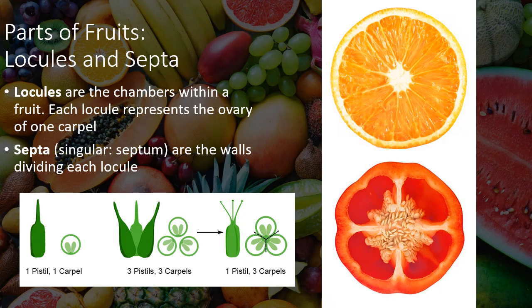You may be familiar with the nasal septum, which is the divider between your two nostrils that goes all the way back up into your nasal cavity. So the locules are the chambers in which we find the seeds. Each one represents the ovary of just one of the carpels. And then the septa, those are the walls which are dividing each locule from each other.